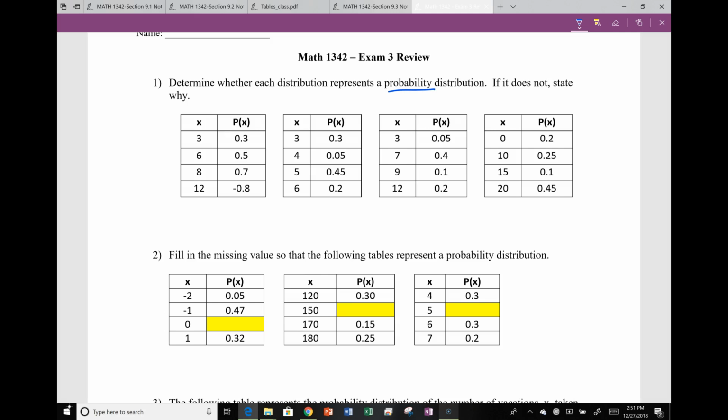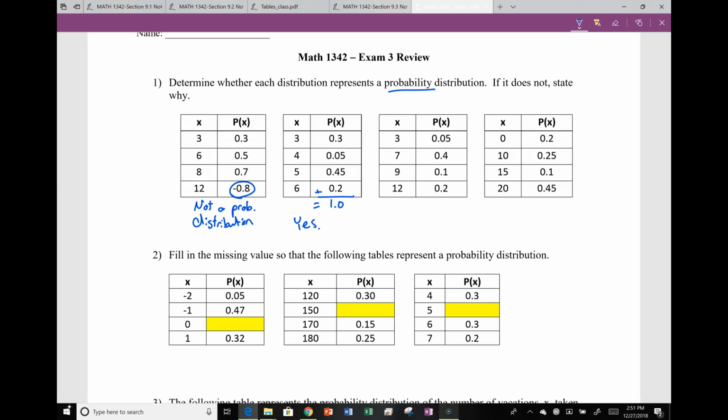So if I look at this first one, this has a negative. So this is not a probability distribution because of the negative. Now looking at the second one, okay, they're all positive, they're all less than 1. So then we need to add them up, and these add up to 1.0. So yes, it is a probability distribution.